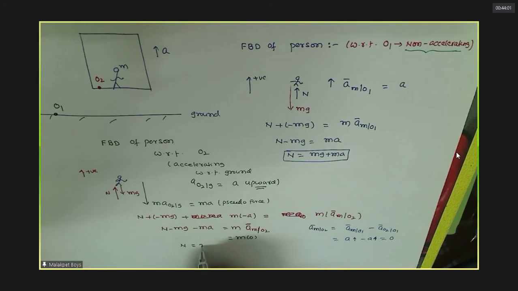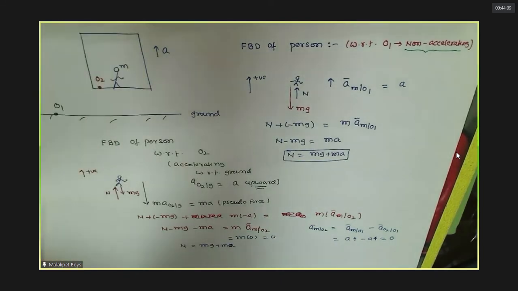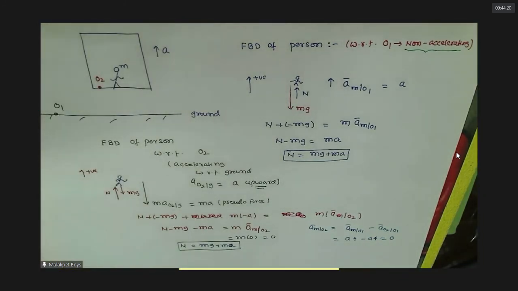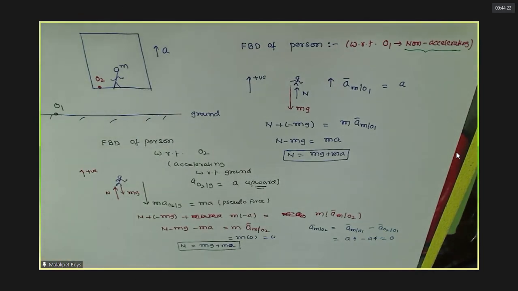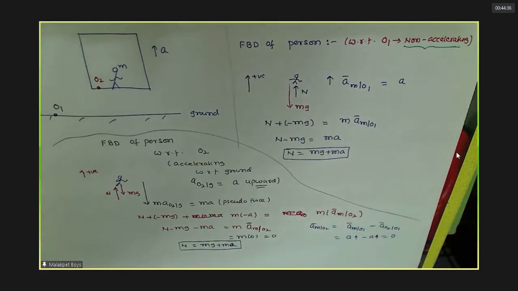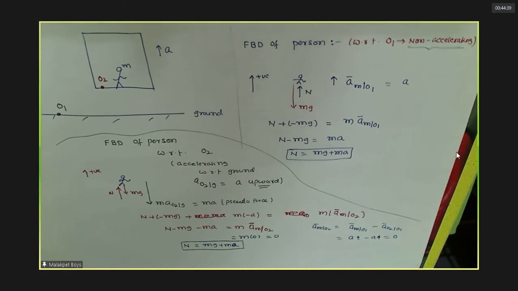So what is that you got? Now you can see that, are both the same or different? Both of these are the same. That means you can solve a problem with respect to ground, that is inertial, or non-inertial. Anyway, you should get the same result. Even if the frame of observation is changed, you should not get a different answer. Understood this? This analysis is what we call a free body diagram.